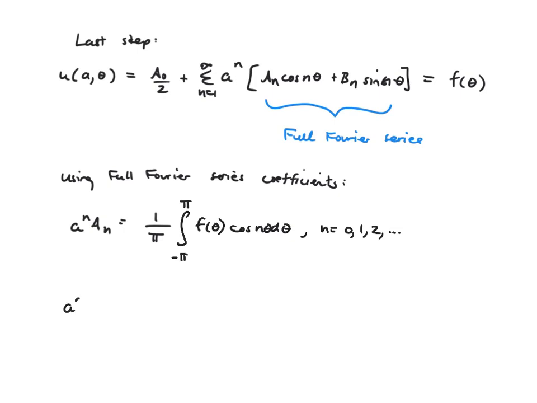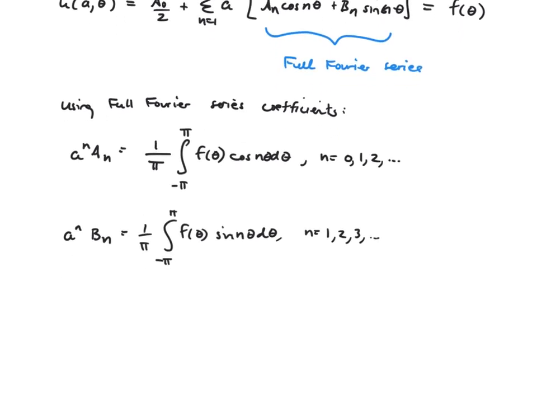And then I get a to the n, bn. Very similarly, it's 1 over pi, integral minus pi to pi, f of theta sine n theta d theta. I get n equals 1, 2, 3, and so on. Slightly problematic.